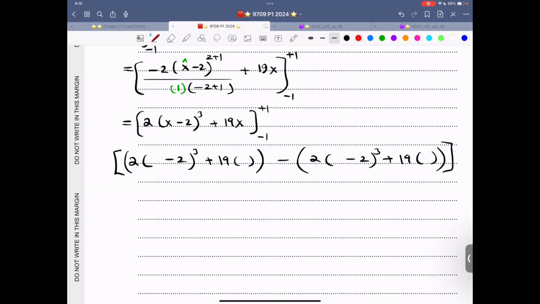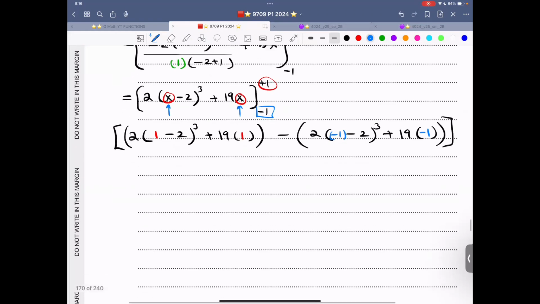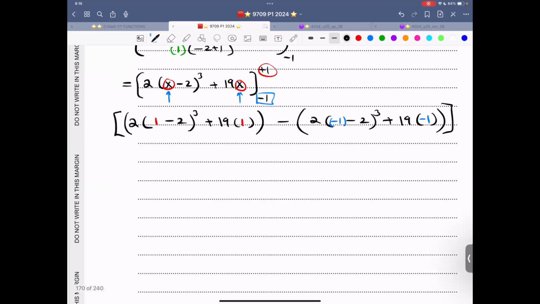Now, first of all, this plus 1, that will go over here, that will go over here. And then this minus 1, that will go in this place, that will go in this place, use a bracket, and over here in this place. All good, all clear? So let's continue.